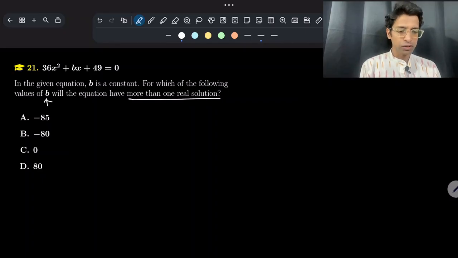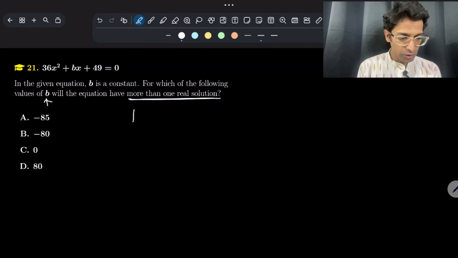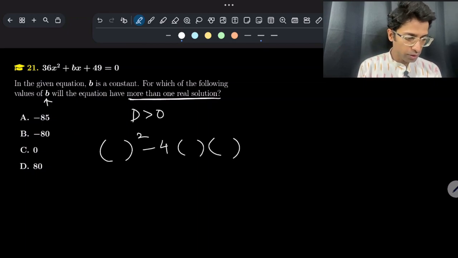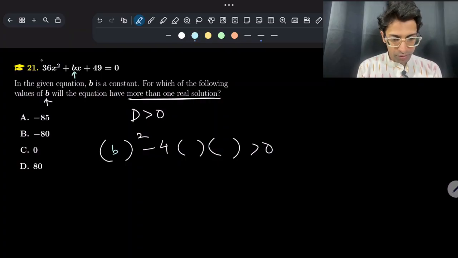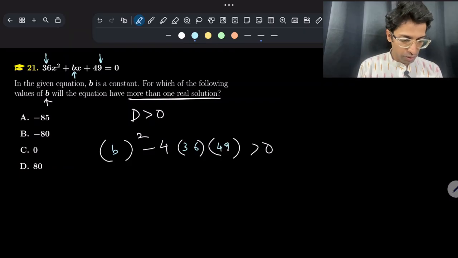So let's first do it the algebraic way and then I'll show you the Desmos way. If it is more than one real solution, the discriminant should be greater than 0. So b² − 4ac should be greater than 0. b is b, a is 36 and c is 49. So this comes down to 4 into 36 into 49.